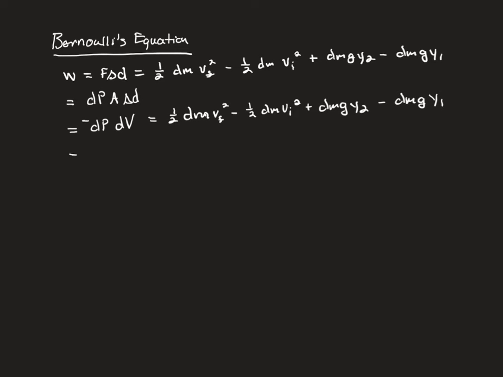Next, we're going to divide each term by dV. So we're left with just dP over here. And remember, mass divided by volume is density. So that means that we can replace the mass and volume I'm dividing by with the density. So that's what I'm going to go through here and do.